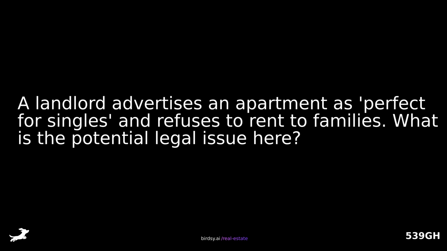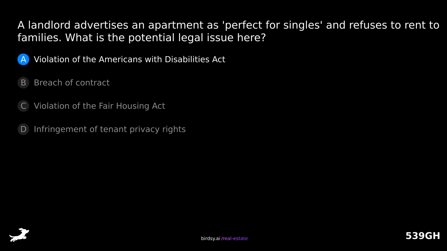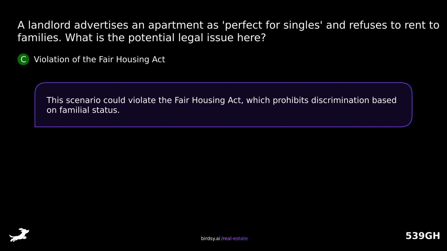A landlord advertises an apartment as perfect for singles and refuses to rent to families. What is the potential legal issue here? Is it A, violation of the Americans with Disabilities Act, B, breach of contract, C, violation of the Fair Housing Act, or D, infringement of tenant privacy rights? The answer is C, violation of the Fair Housing Act. This scenario could violate the Fair Housing Act, which prohibits discrimination based on familial status.